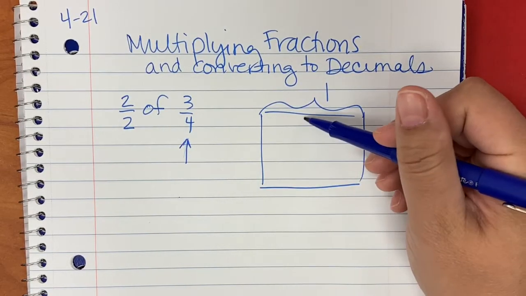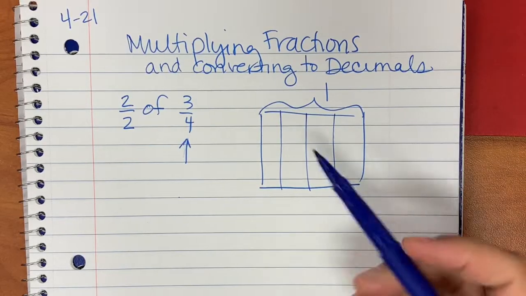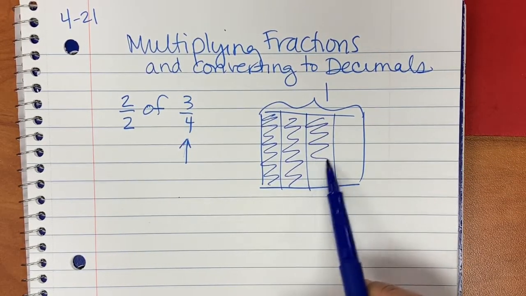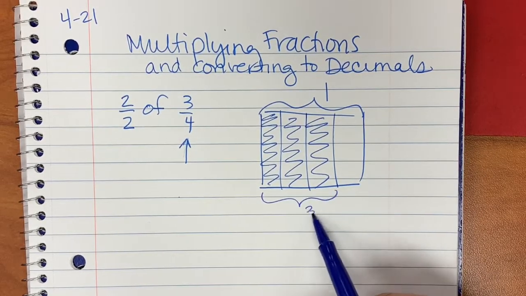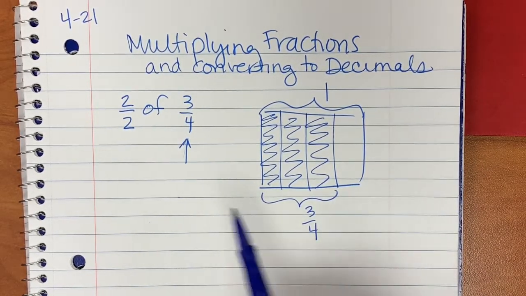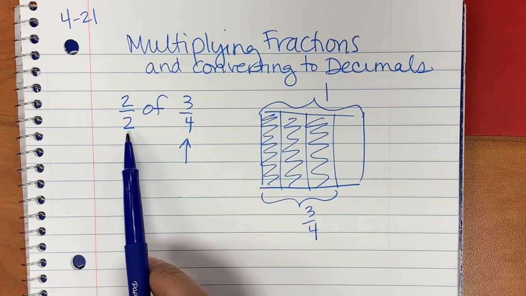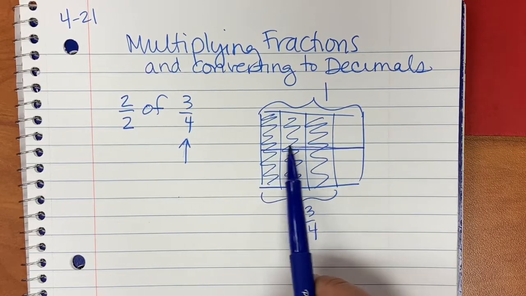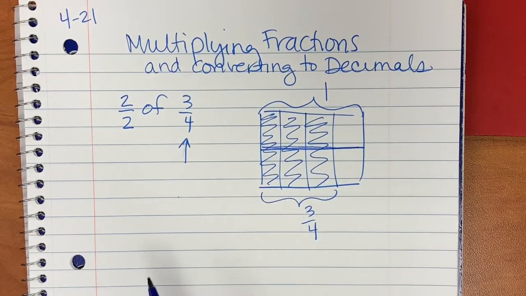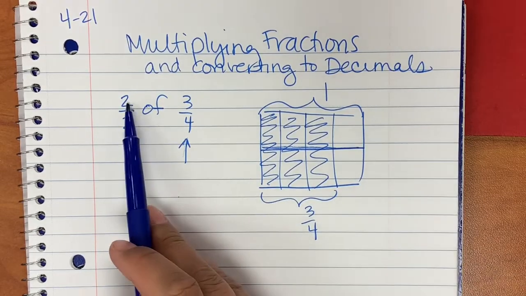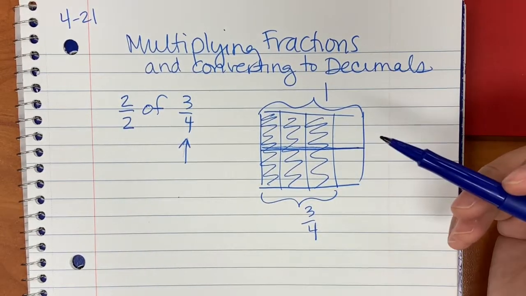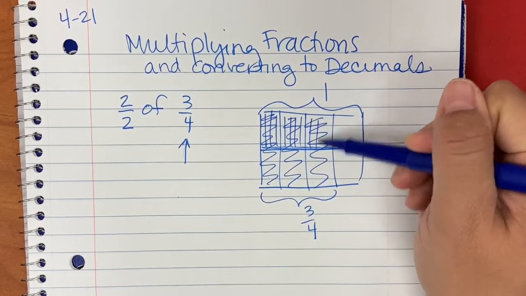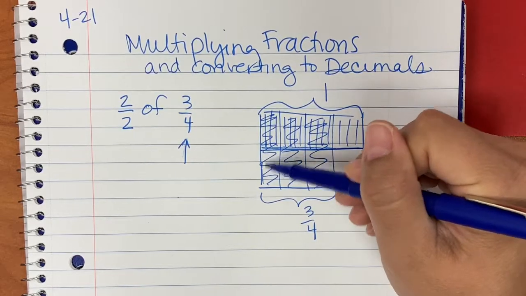So we're going to go ahead and split this into fourths. And we're going to shade 3 of them, right? Because we've got 3/4. And then we're going to look here at the denominator. We're looking at 2. So we're going to have to split this into 2 parts going the other way. And we're going to shade 2 of them, right? We're going to shade 2 out of the 2 parts. So that means we're going to have to shade this way, right? And we're going to look for the overlap.